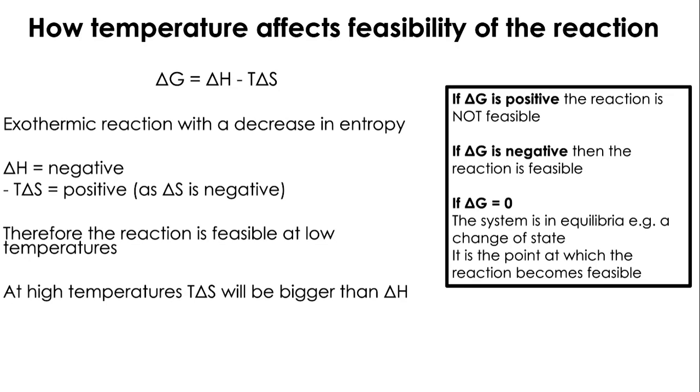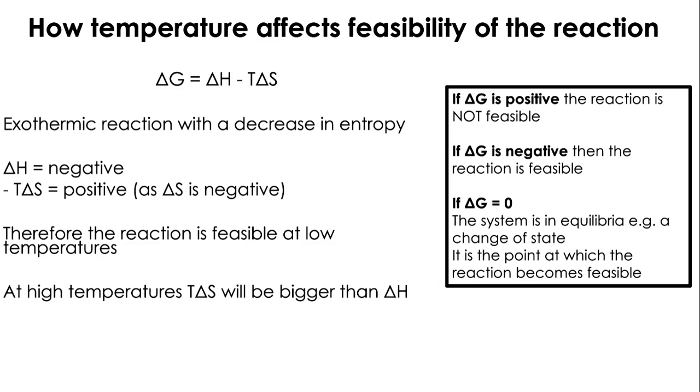So if we've got an exothermic reaction, but it's got a decrease in entropy, then again, our enthalpy change, delta H, is negative. But this time, our minus T delta S is positive, because if delta S is negative, and temperature, because it's in Kelvin, has to be positive, then you're minusing a minus, and therefore minus T delta S has got to be positive. So therefore, you've got one negative, which is your delta H, and you've got one positive, which is your minus T delta S.